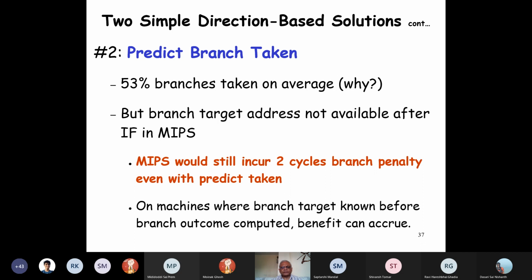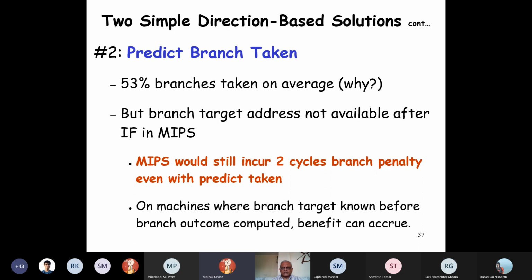But in any typical, average code, 53% of the branches are taken. Can anybody answer why branch taken is much more than branch not taken? Anybody can use common sense and just make a guess.